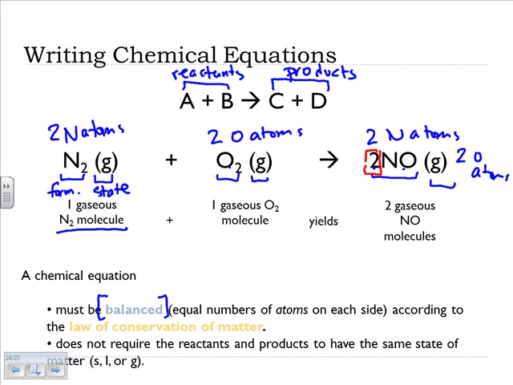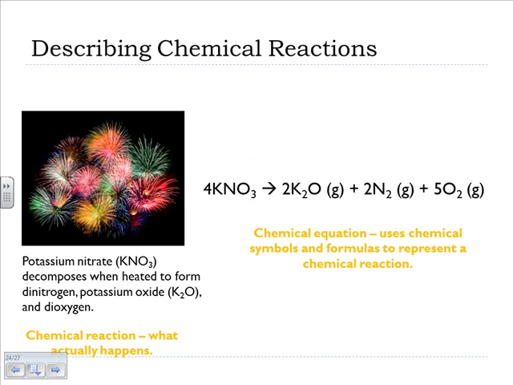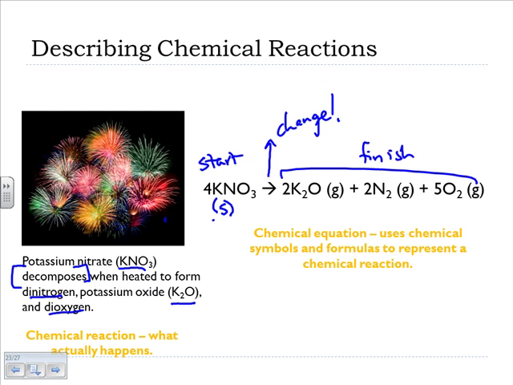One thing that's not required is reactants and products to have the same state of matter, right? The reactants are gases in this reaction and the products are gases, but if we go back to the previous reaction, the reactant was a solid and the products are gas, gas, and gas. That's okay. States are what they are.